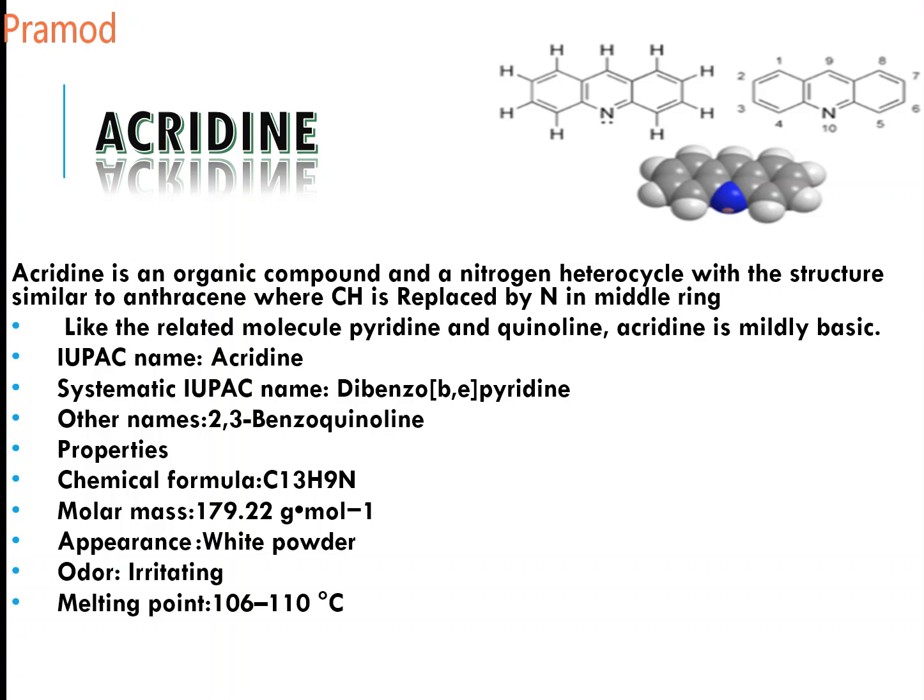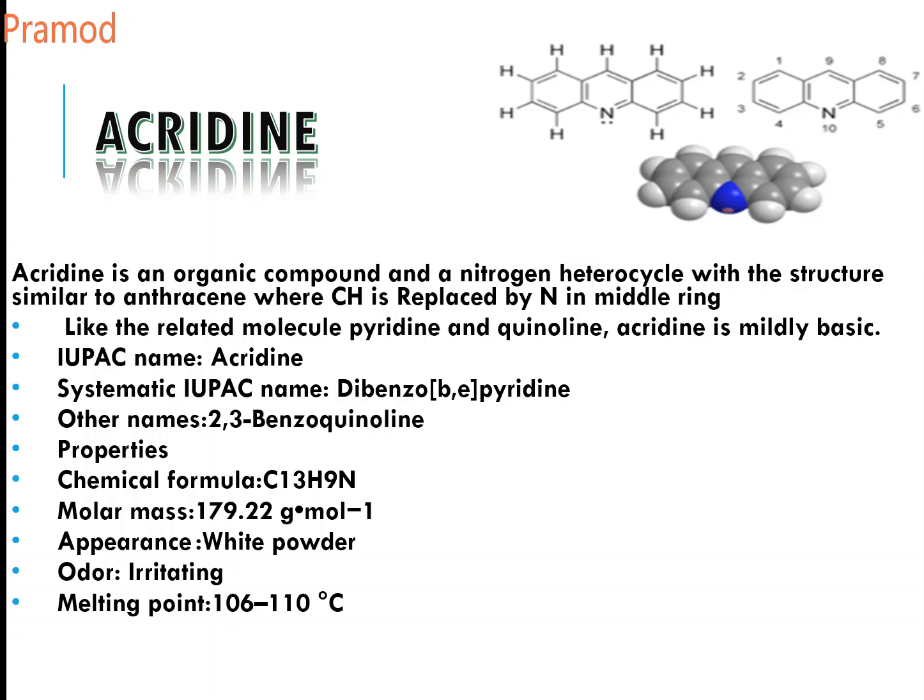So the next heterocyclic compound is nothing but acridine. So what do you see in acridine? The structure, there are two benzene rings and in between there is a pyridine. It's similar to your anthracene, but the only thing is your central ring contains nitrogen. In the middle ring, your carbon and hydrogen is replaced by your nitrogen. They are related to pyridine, quinoline, and so they are slightly basic in nature.